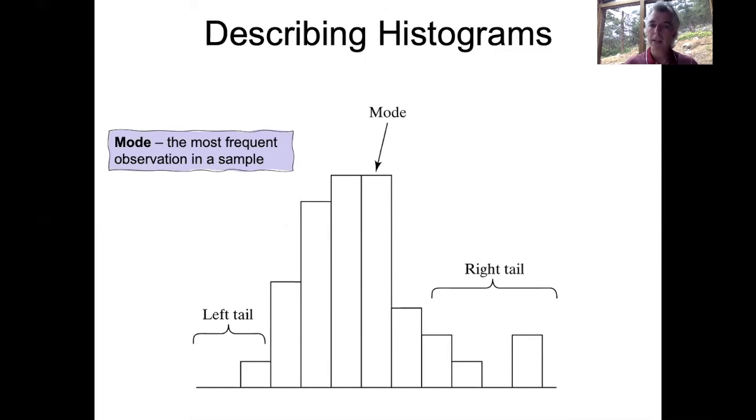We can describe a histogram using its mode and its tails. The mode is simply the most frequent observation in a sample. So we can see that in this particular histogram, these values in the middle have the highest bars, they're the most frequent, and as a result, we call them the mode. At either end of the histogram, we have what are called the tails. The left tail of the histogram over here, and the right tail of the histogram over here.